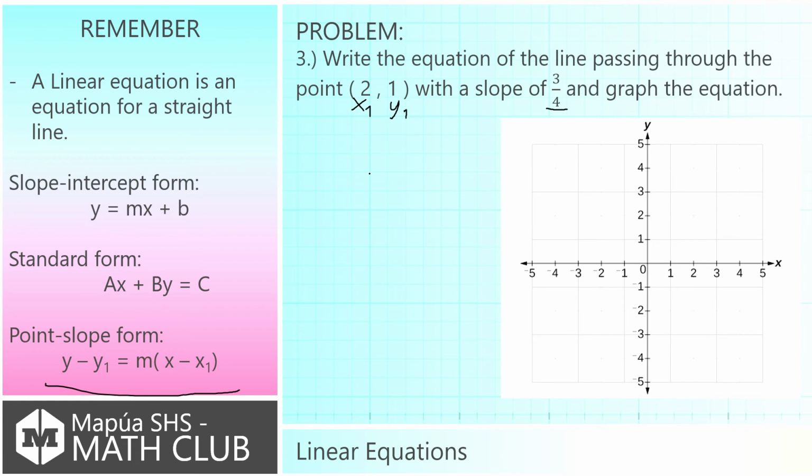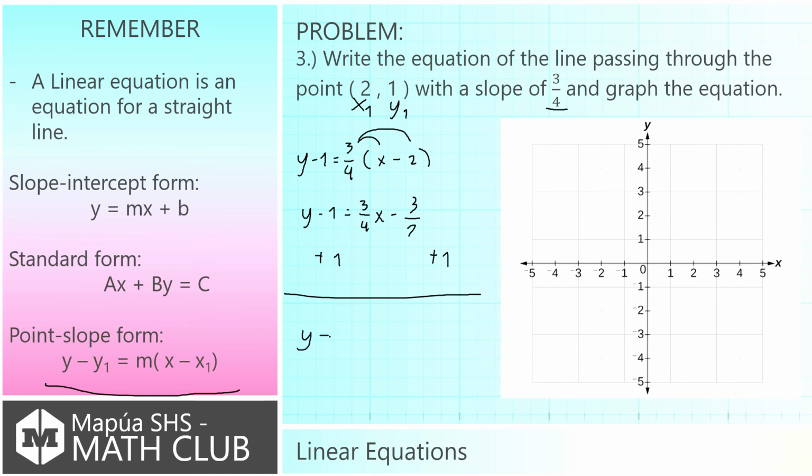So, the solution will be y minus 1 equals 3 over 4 times x minus 2. Then, distributing 3/4 inside the parentheses, adding positive 1 on both sides, we'll have an equation of y equals 3 over 4x minus 1/2. Now with our slope and y-intercept, the graph should look like this.